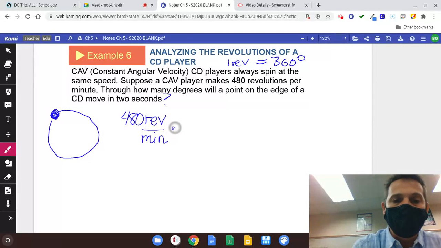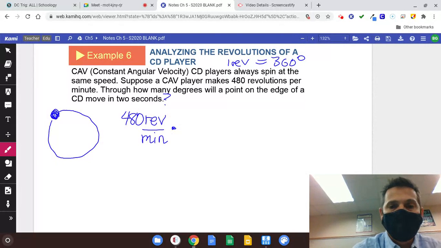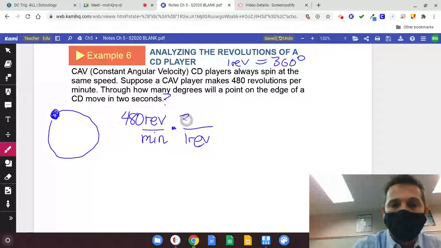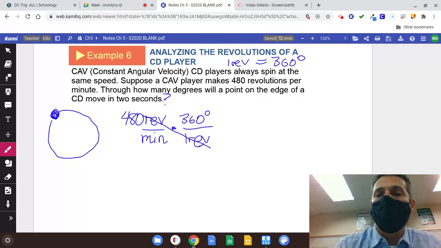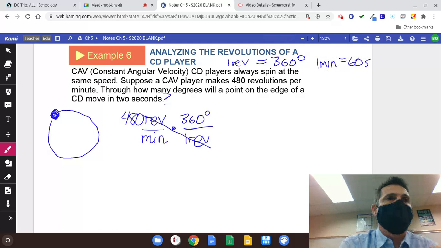So I can use that as a conversion factor, okay? I would put the revs on the bottom because I want that to cancel out. 1 revolution is 360 degrees. In these kind of problems, it's all about canceling your units. So now, looking at my units, I have degrees, but it's degrees per minute. And I don't want degrees per minute because they're talking about seconds here. Okay? So I need a conversion from minutes to seconds. And we know that 1 minute equals 60 seconds, right? So there's your conversion. 1 minute is equal to 60 seconds.